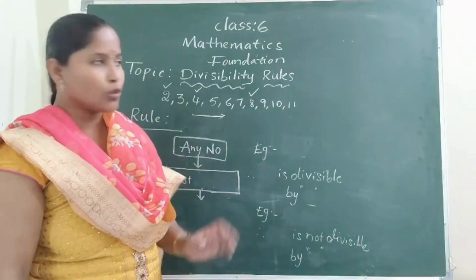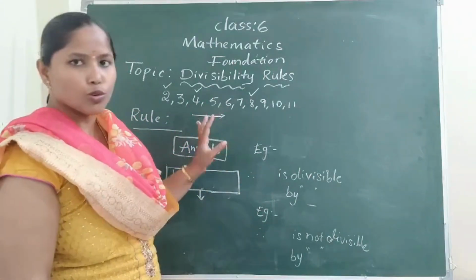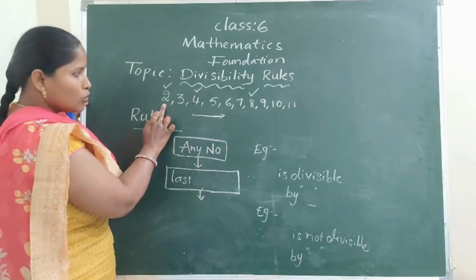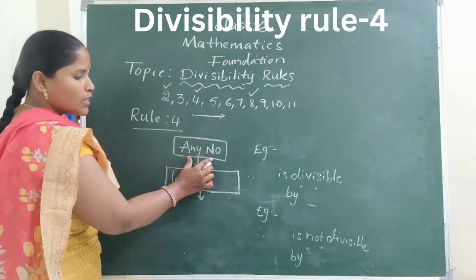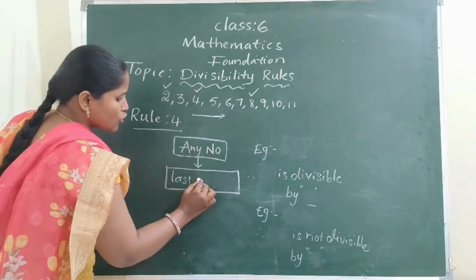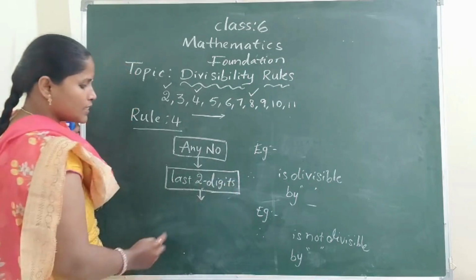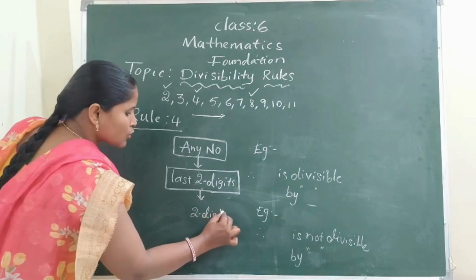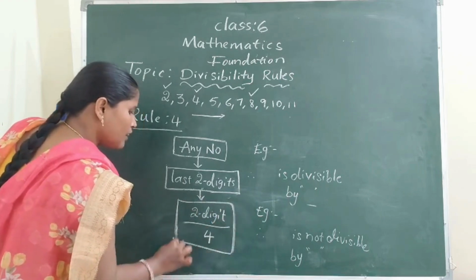Now I am explaining rule 4. If you see rule 2, then you can easily understand rule 4 also. I already explained rule 2. Now rule 4: consider any number, and focus only on the last 2 digits of the number. Last 2 digits should be divisible by 4.